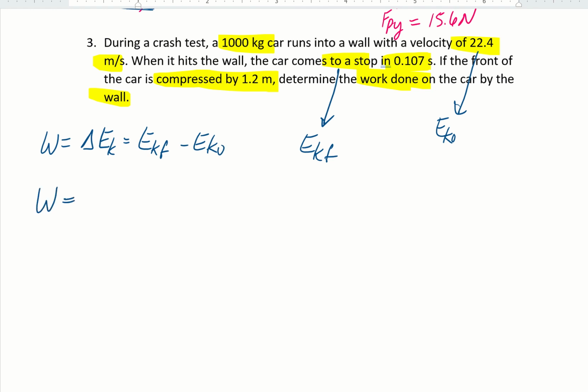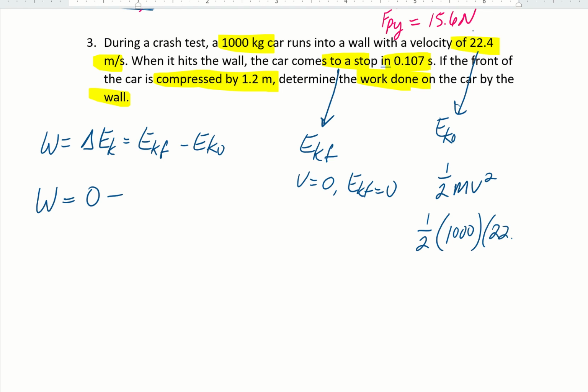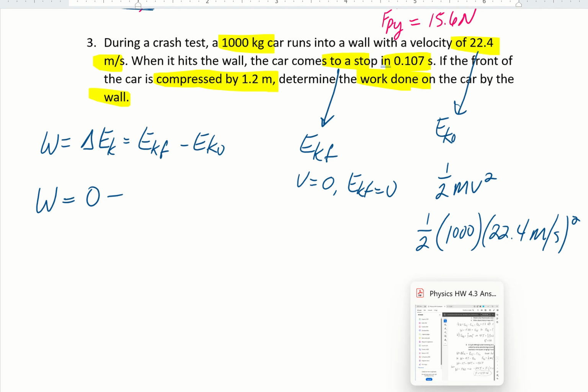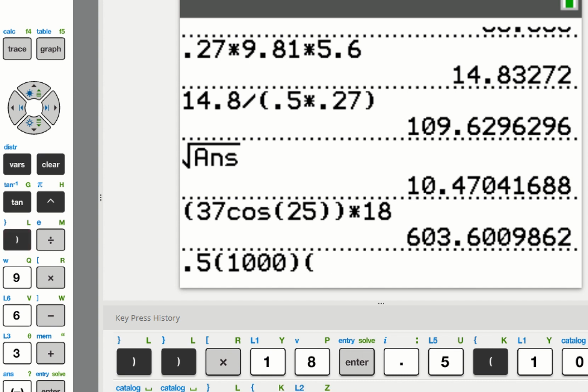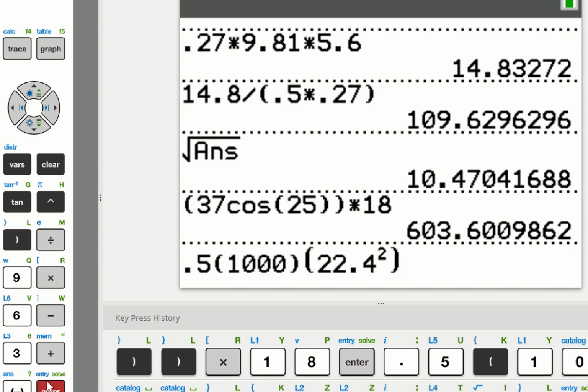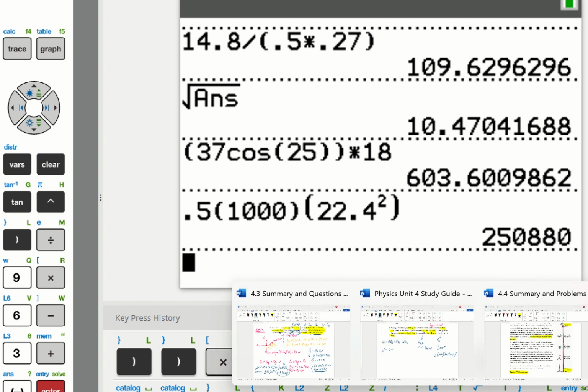So EK final, I'm coming to a stop. So that means my velocity is 0. So EK final has to be 0. My initial kinetic energy is 1/2 mv squared. Well, the mass of the car is 1,000 kilograms, and the velocity is 22.4 meters per second. So if we calculate this, 0.5 times 1,000 times 22.4 squared, we get 250,880 joules.